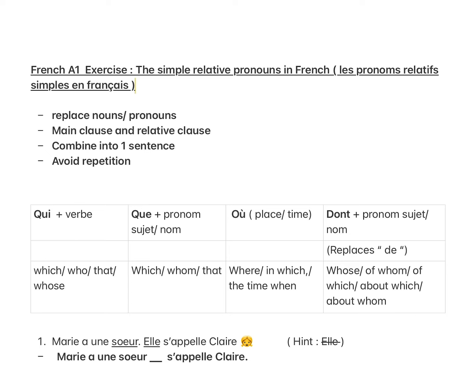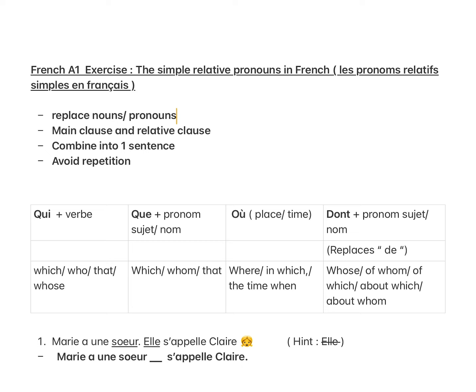In today's video, we are going to solve an exercise based on the simple relative pronouns in French. L'exercice pour les pronoms relatifs simples en français. C'est parti. So before we begin with solving the exercise, let's have a quick revision.